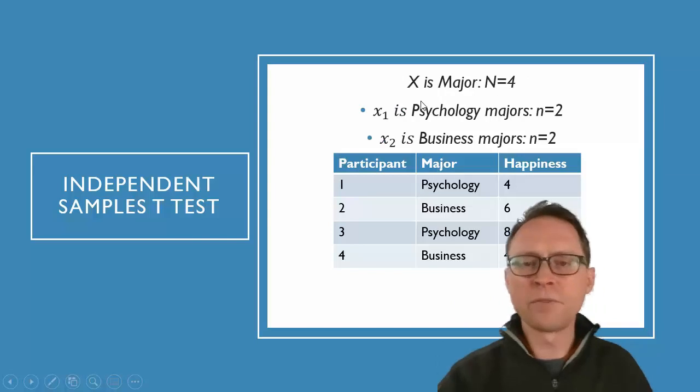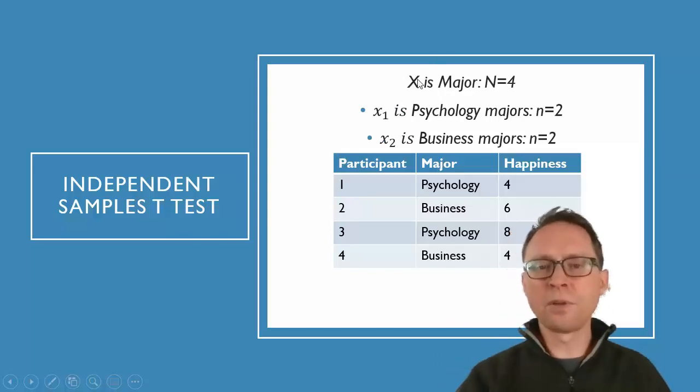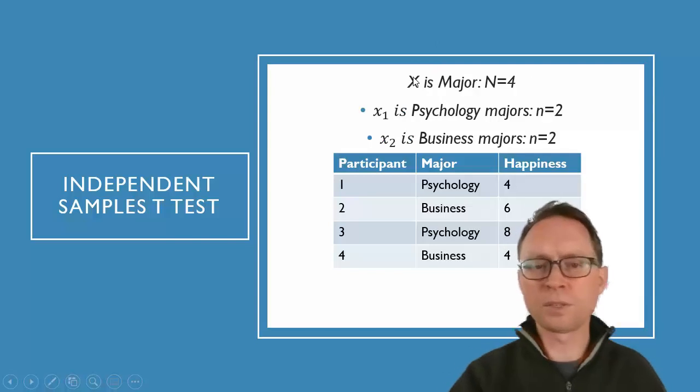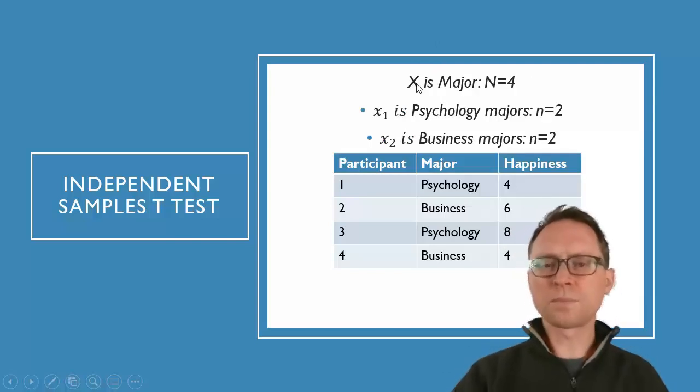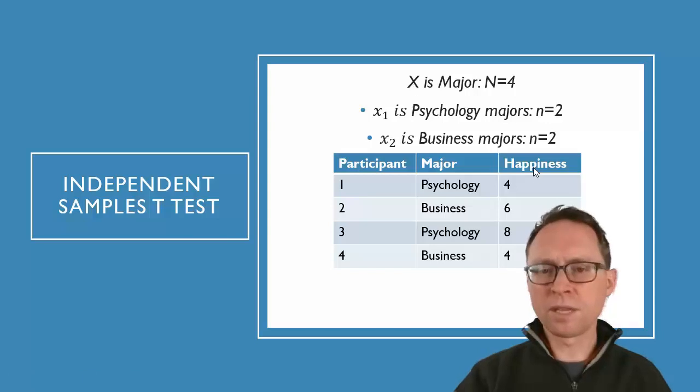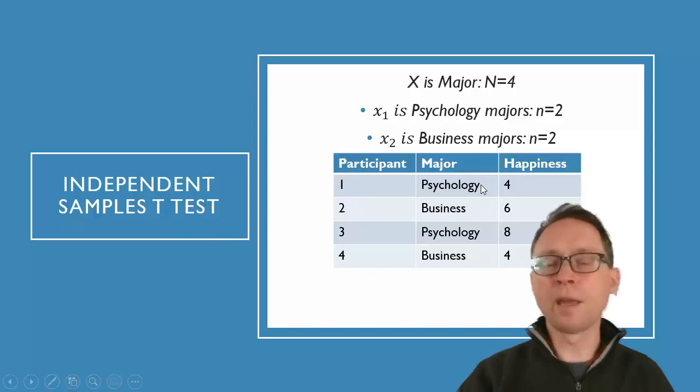So for example, if you look at this, X is the variable that we care about, right? In this particular case, X is the happiness overall, for everybody, all majors. So that would be N equals 4, right? 1, 2, 3, 4 different people in the whole group. We're now distinguishing capital N from lowercase n.